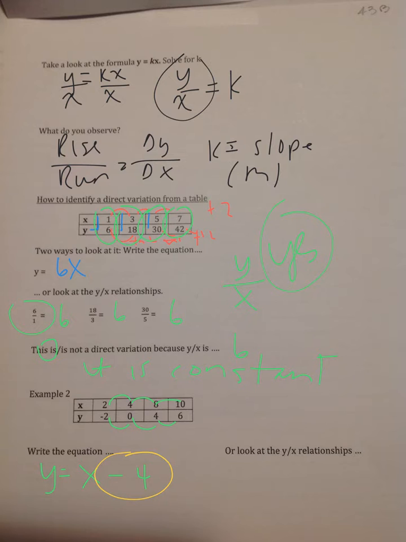The other way we could do it that I think is actually a little bit easier, I'm going to erase this so we can see our work a little bit clearer. Sometimes coming up with the equation here is a little bit harder, so I'm just going to look at these y over x relationships. We have negative 2 over 2 is negative 1. We have 0 over 4 is 0. We have 4 over 8 is 1/2. They're not the same. They're not constant at all. So because they aren't the same, this is not a direct variation.